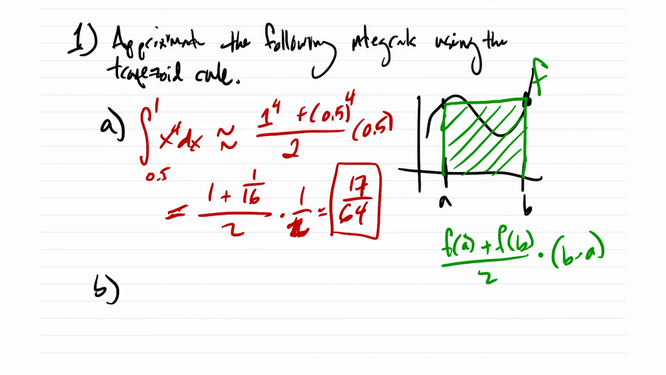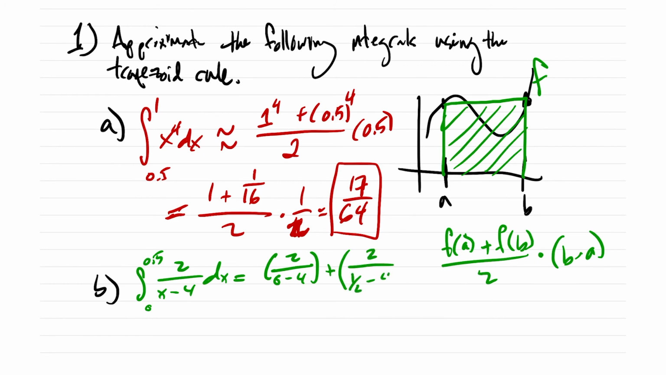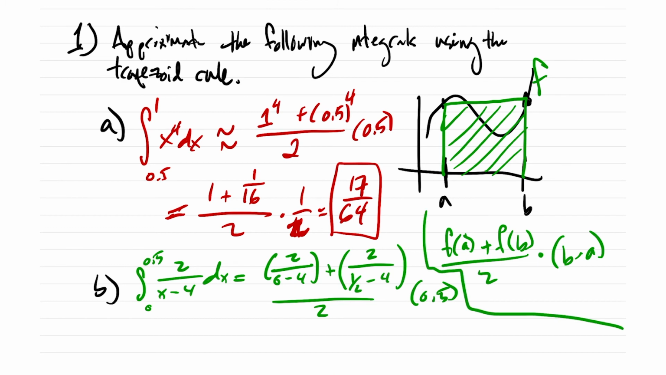So if we take a look at b, see if we can even do b. Yeah, b is doable. All right, so b is, let's do this in green, the integral from 0 to 0.5 of 2 divided by x minus 4 dx. All right, so if I take a look, f at a is going to be 2 divided by 0 minus 4 plus f of b, 2 divided by 1/2 minus 4, all divided by 2 times 0.5, which is the distance between those two guys. All right, so we can go ahead and start evaluating this.